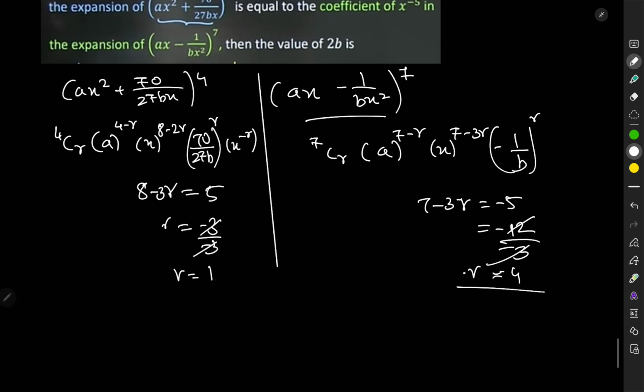So 4c1 a^4, which is 3, 7^27, b to the power 1, which is nothing, okay, is equal to a, and we get 3 minus 1 by b^4.